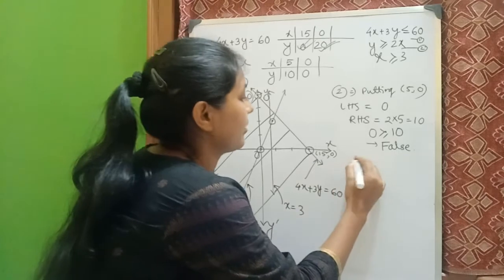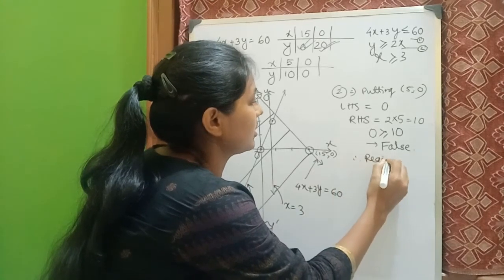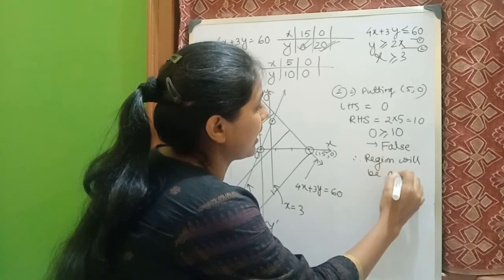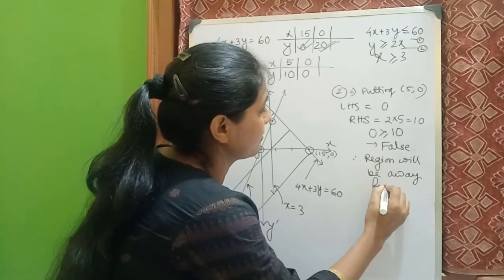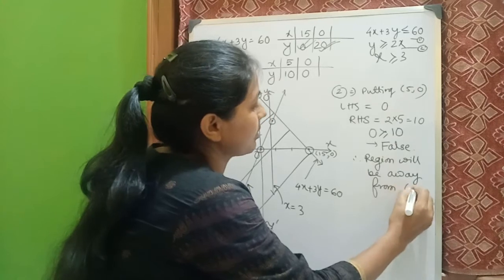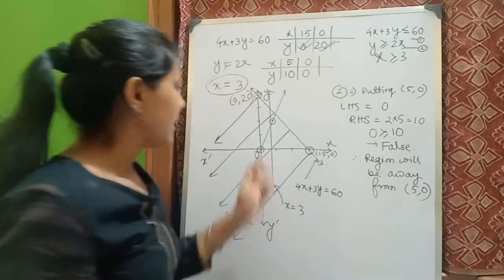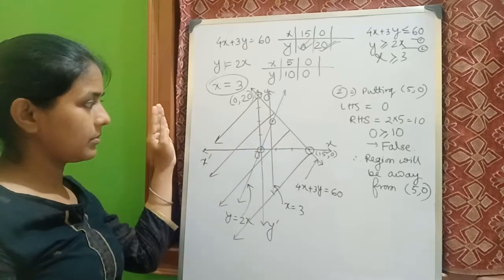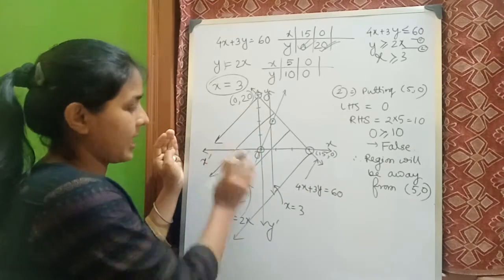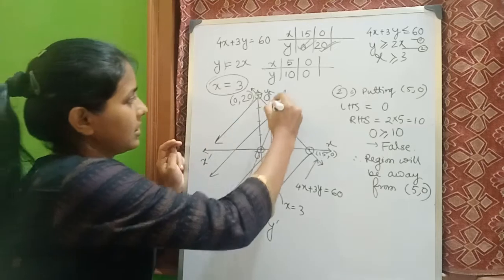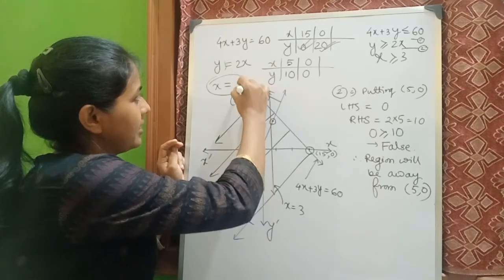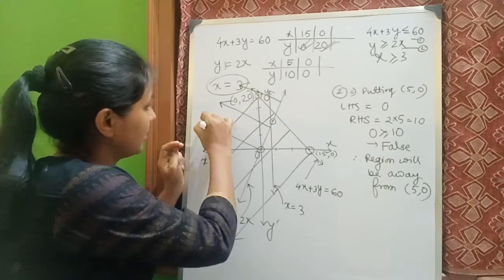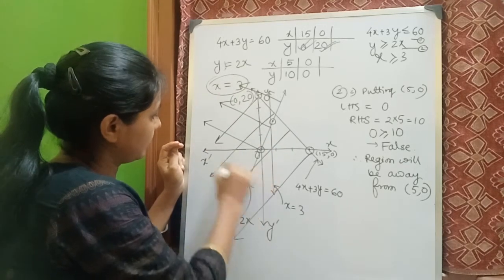False means therefore the region will be away from the point 5, 0. This side is the point, and away from the point means this side, the left hand side. So again it is slack, so we will be taking the arrows like random.